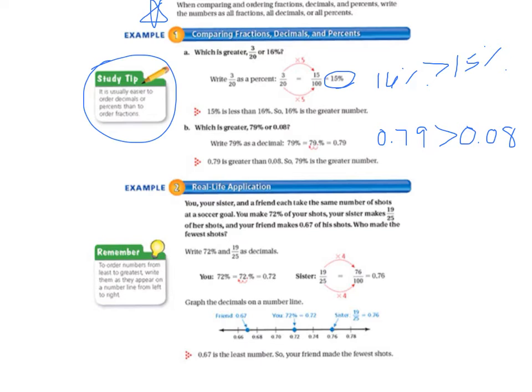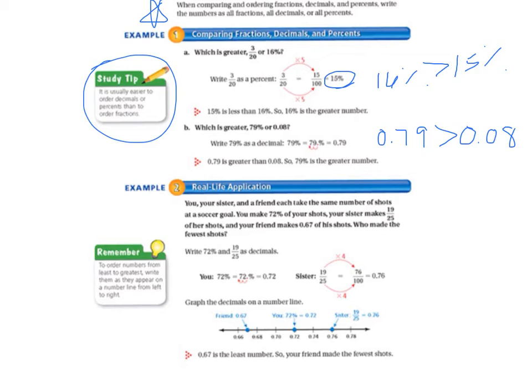Let's look at example 2, a real-life application. You, your sister, and a friend each take the same number of shots at a soccer goal. You make 72% of your shots, your sister makes 19/25 of her shots, and your friend makes 67/100ths of his shots. Who made the fewest shots? We'll write 72% and 19/25 as decimals.